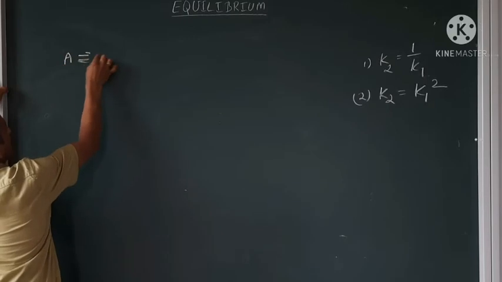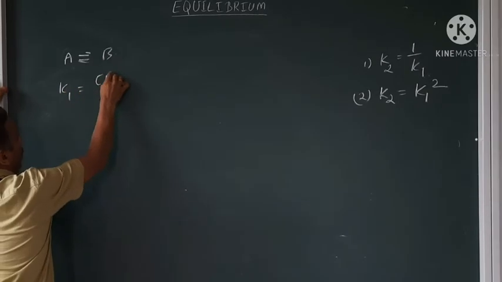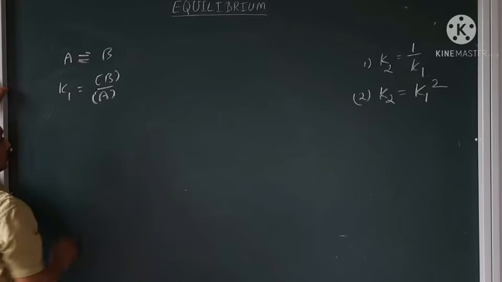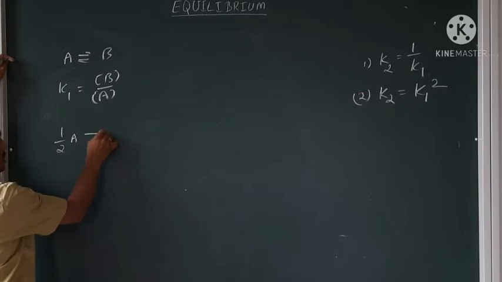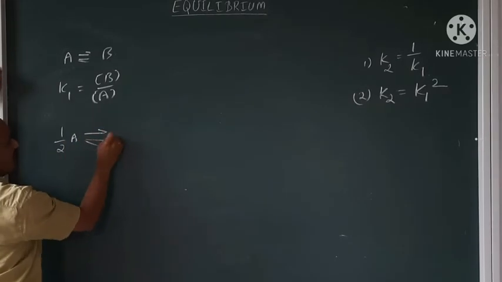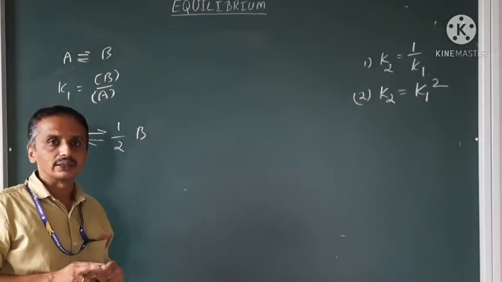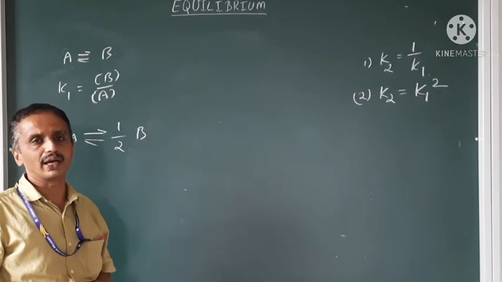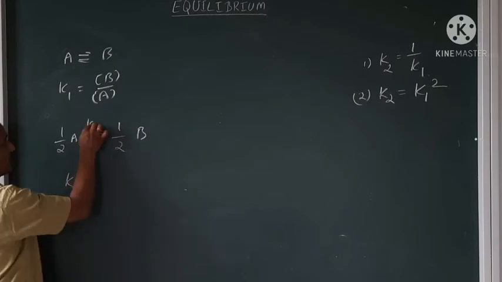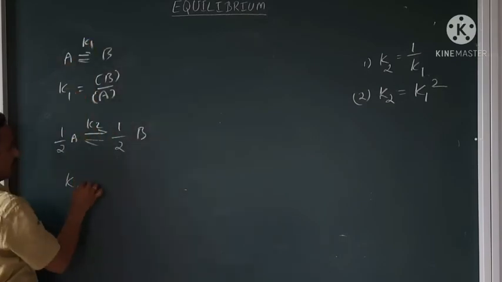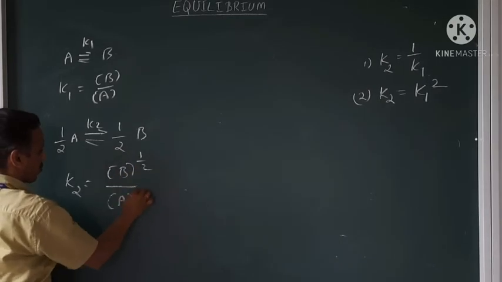A giving B. For this, K1 if you write, it is B by A. Whatever, half A giving half B, means I am taking half the concentration of the reactant and the product, exactly half. For this, if you write, this is K2, this is K1, K2 is equal to B to the power half divided by A to the power half.